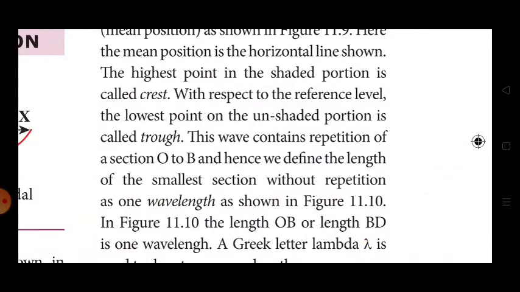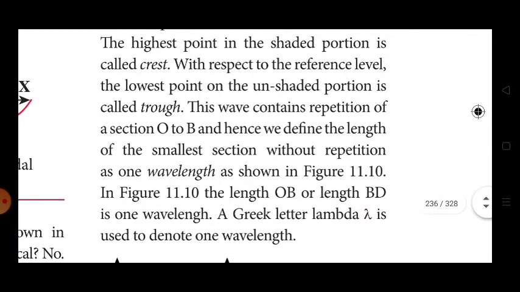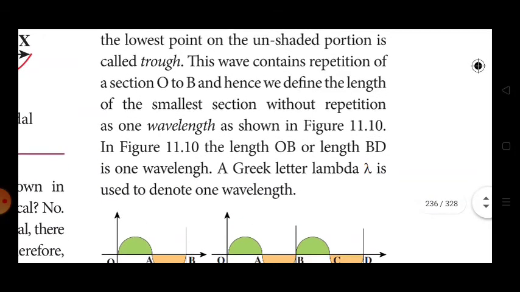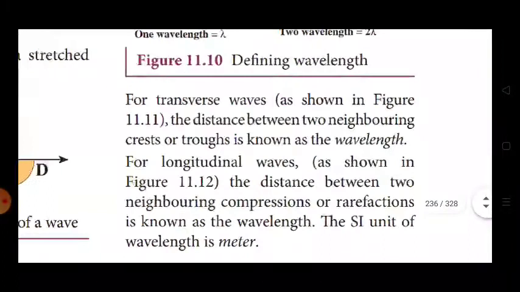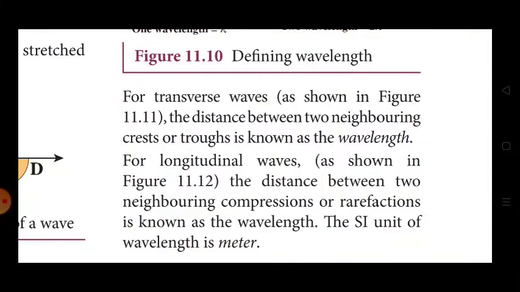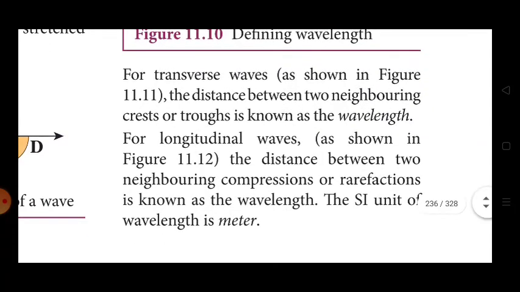This wave contains repetition of section O to B, and hence we define the length of the smallest section without repetition as one wavelength. So the length OB or length BD is one wavelength. The Greek letter lambda is used to denote one wavelength. For transverse waves, the distance between two neighboring crests or troughs is known as wavelength. For longitudinal waves, the distance between two neighboring compressions or rarefactions is known as the wavelength. The SI unit of wavelength is meter.